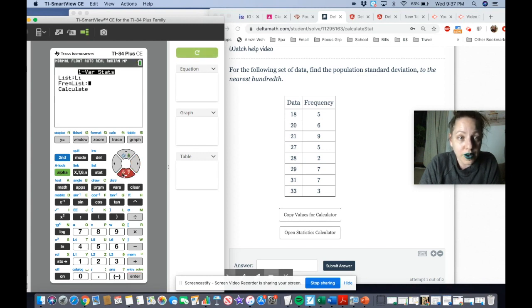I do have a frequency list, so for L2, I see it's in blue right above the 2, so I push the second button and then 2 for L2, and then I go to Calculate and I hit Enter. And again, it gives me all the same data, and I can just scroll down to get all of it. Okay?